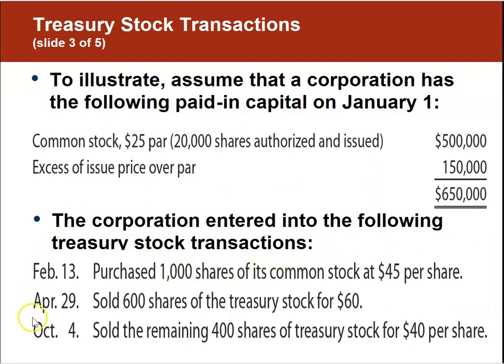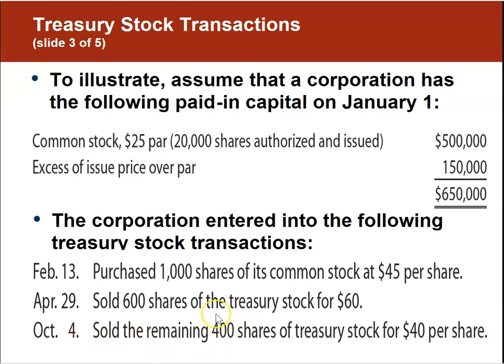So we've got three things that are occurring here. On February the 13th, they're going to purchase 1,000 shares of its own common stock for $45 per share. On April the 29th, they're going to sell 600 of those shares for $60 a piece. Then on October the 4th, they're going to sell the remaining shares for $40 a piece. So notice in this transaction, April 29th, we're selling the treasury stock for $15 more than what we paid. We cannot call that a gain.